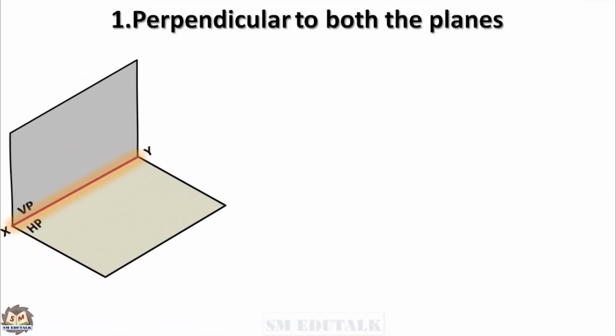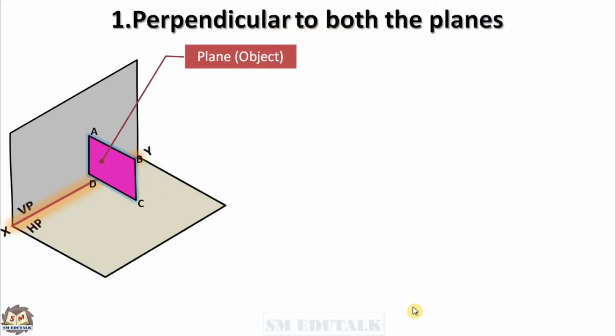The first one, perpendicular to both the planes. You are seeing the first quadrant of the principal planes. In projection of planes, plane is the given object. A rectangular plane ABCD is kept in the first quadrant. Look at the plane, how it is kept. This is perpendicular to both the reference planes VP and HP. It means the plane ABCD makes 90 degree with HP and also with VP.